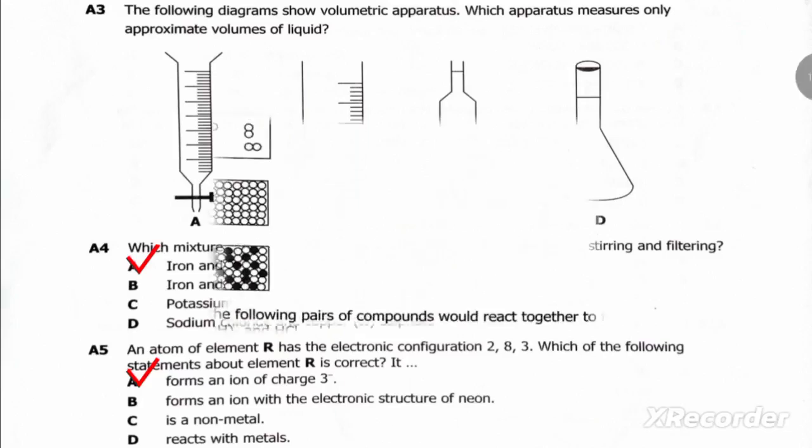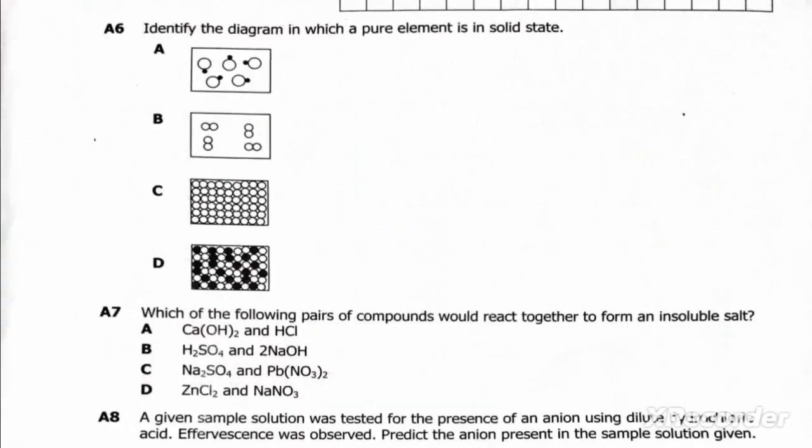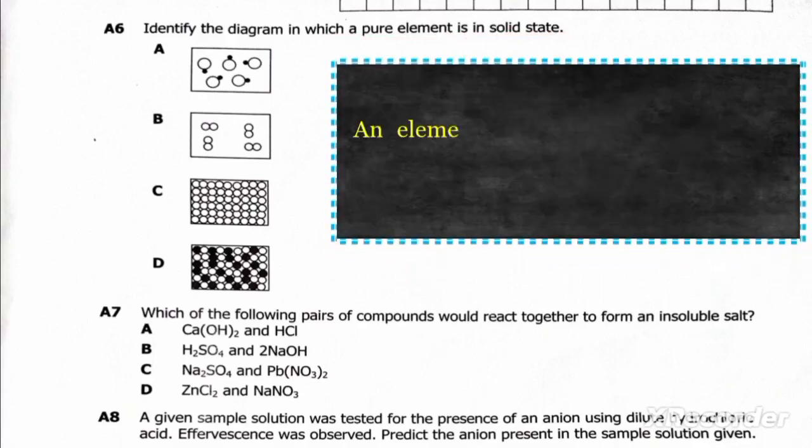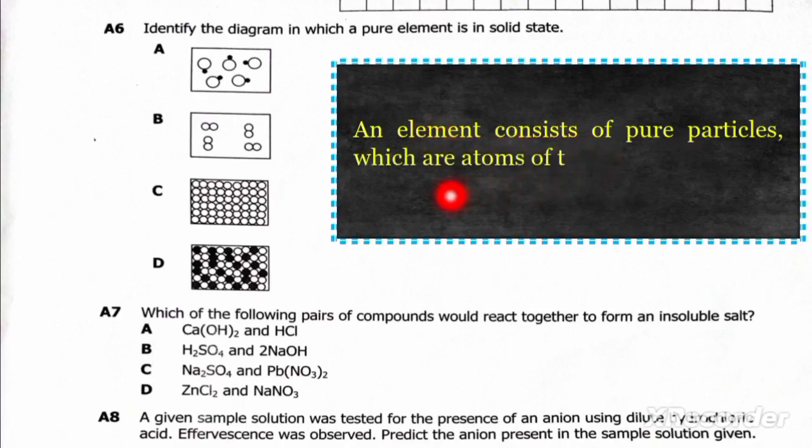We shift to the next question, which is question A6. Question A6, identify the diagram in which a pure element is in a solid state. Okay, in which a pure element is in a solid state. An element consists of pure particles, which are atoms of the same type. So we have seen that here we have two types. Then here, yes, quite alright, this is an element.